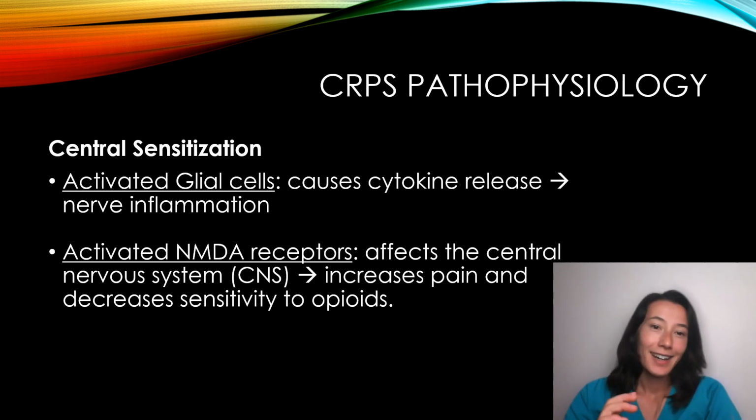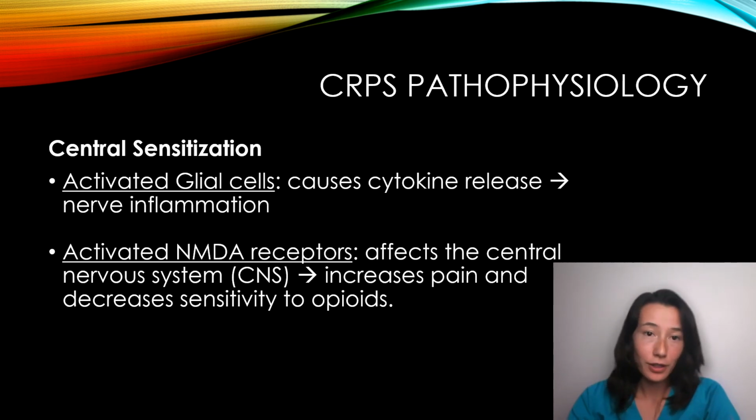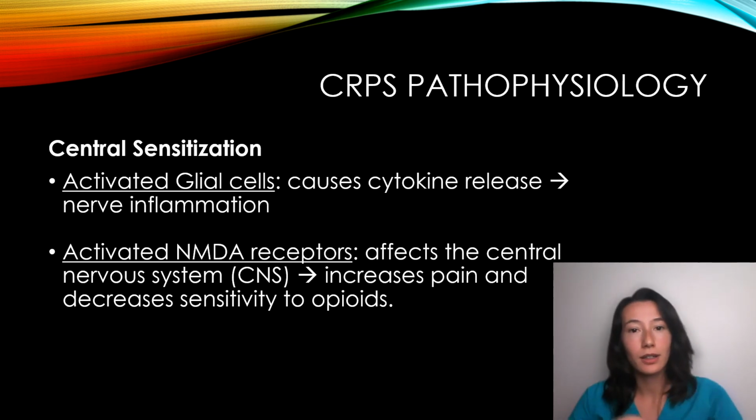Pathophysiology. Unfortunately, CRPS is one of those cases that just doesn't have a well understood one. However, there are theories that surround the concept of central sensitization. Now, central sensitization revolves around two main happenings. Number one, activated glial cells. So the activation causes cytokine release, which then results in nerve inflammation, which is not good. The second one, activated NMDA receptors.